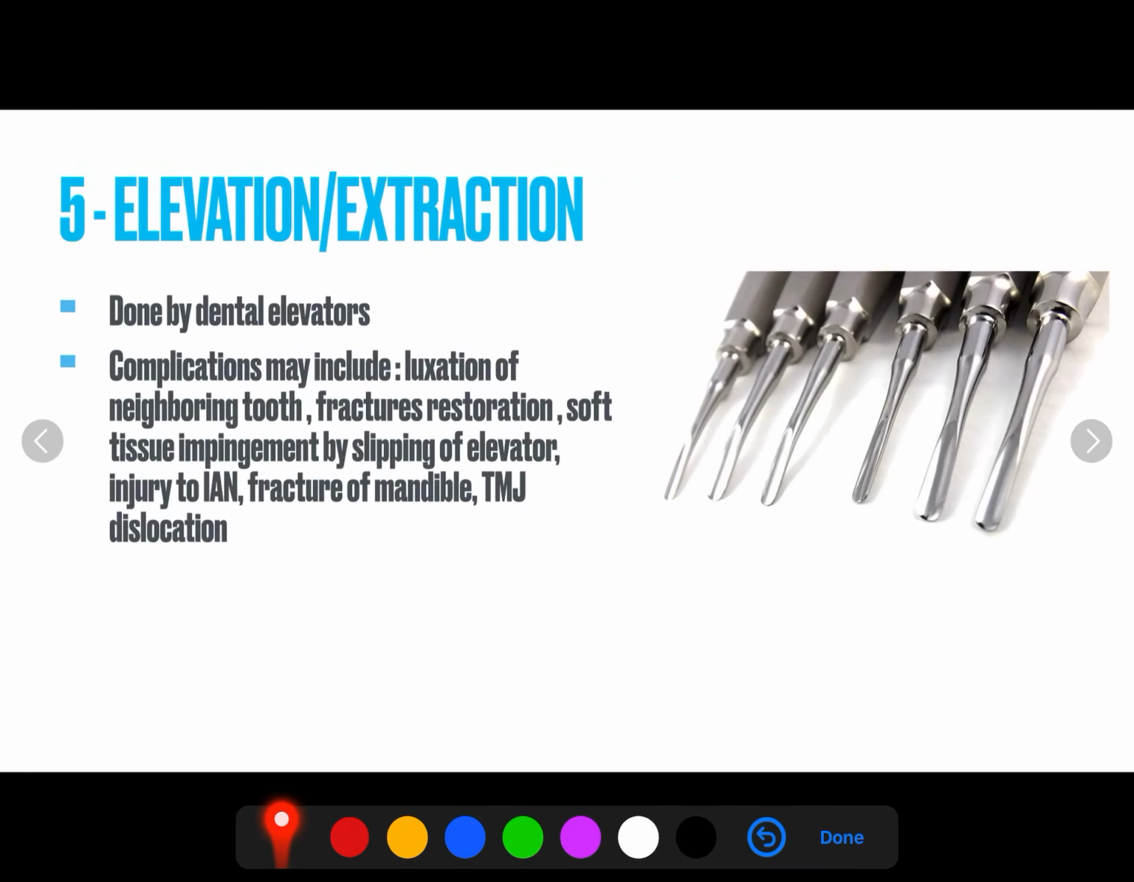After that, we have elevation of the tooth using dental elevators. Some complications may include luxation of the neighboring tooth, maybe fracturing its crown or fracturing a restoration, soft tissue impingement by slipping of the elevator, injury to the alveolar nerve, fracture of the mandible by excessive force, and temporomandibular joint dislocation.